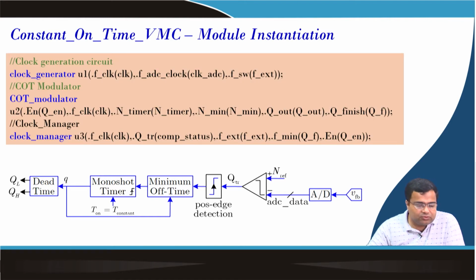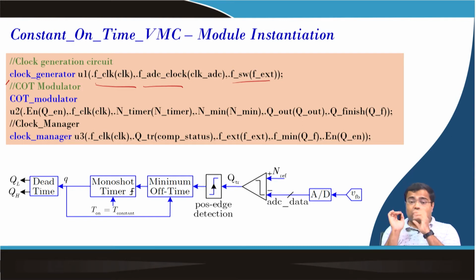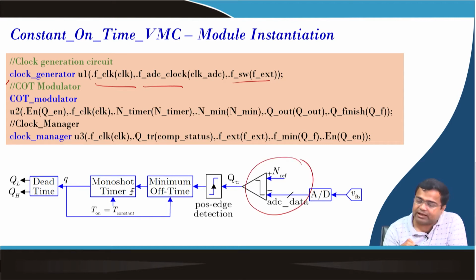Now, we are instantiating the clock generator circuit, which is taking the high frequency clock, generating the ADC clock, and we are generating an external clock. Why? I will tell you. Let us say we are talking about the voltage, this Q trigger, QTR. Suppose you start the circuit when the output voltage was 0. So, this was 0, and then this n rep circuit had its own value.